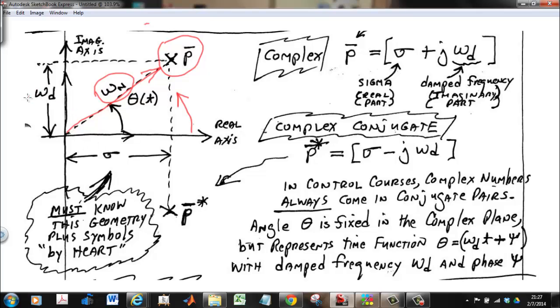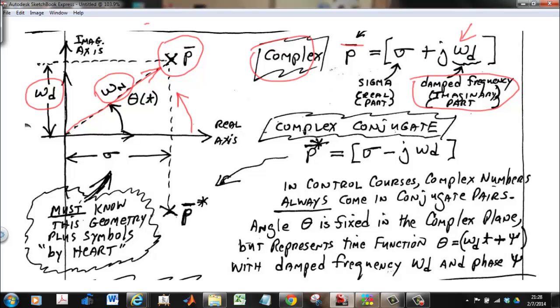The damped frequency, or omega d, is the imaginary part of the pole. And so in controls analysis, we say that the complex pole P is going to have a real part sigma and an imaginary part called omega sub d, where d stands for damped natural frequency. That's the frequency that we are going to observe in practice if this system were to oscillate.